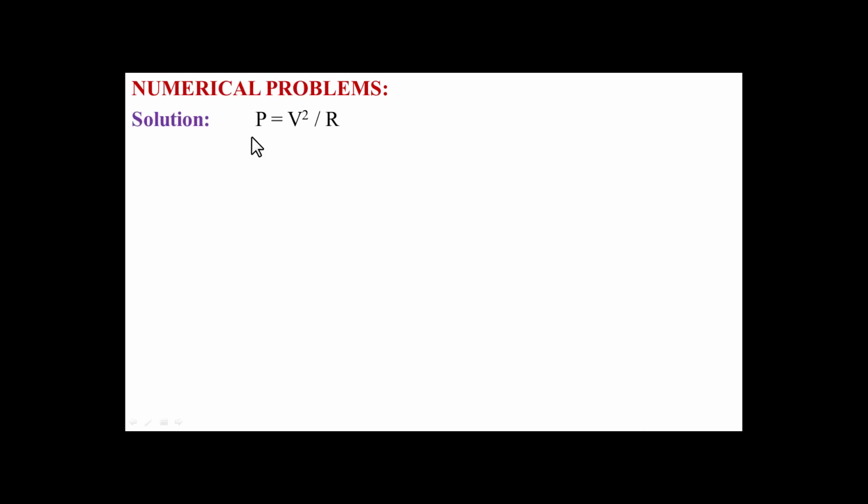Now we can calculate the value for the solution of numerical 7. We know that P is equal to V square over R. Here we can find the resistance, so R is equal to V square upon P. Putting the value of V and P, then R is equal to 48,400 divided by 100. Here zeros cancel zeros, then resistance R is equal to 484 ohm.